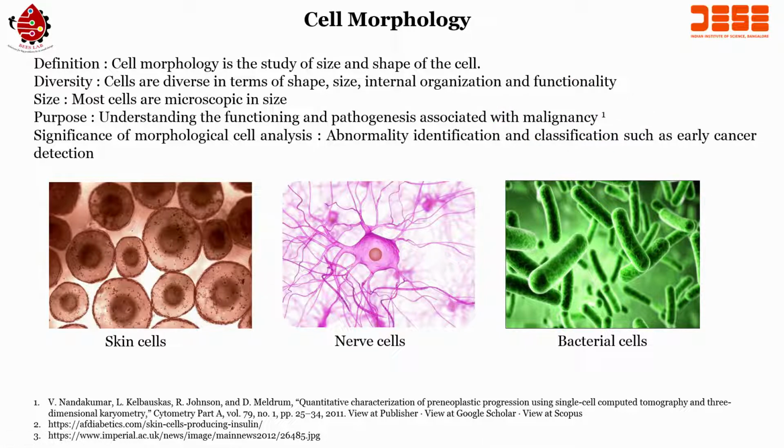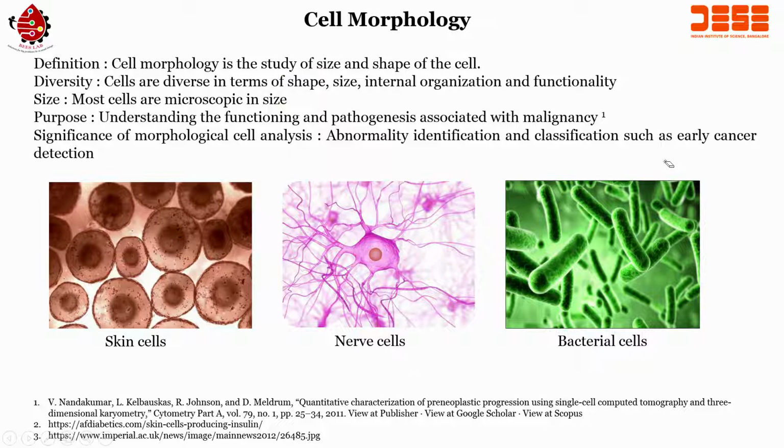Significance of morphological cell analysis. Here the abnormality identification and classification, such as early cancer detection. You see, this is the extremely important part where we have to focus. Why do we have to understand cell morphology? Because if there is an abnormality, that is, a change in the shape, a change in the size, a change in internal organization, right. There is double nucleation, and a lot of other signs where we can understand that there is something wrong with the cells, and that is why it can help in early cancer detection.